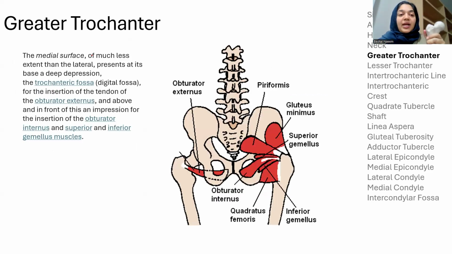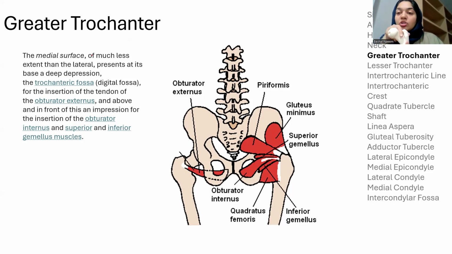Now, coming to the medial surface of the greater trochanter. This is our medial surface. The medial surface, of much less extent than the lateral, presents at its base a deep depression. This is that deep depression. It is the trochanteric fossa, and this trochanteric fossa is for the insertion of the obturator externus. Above and in front of this is an impression for the insertion of the obturator internus and superior and inferior gemellus muscles.